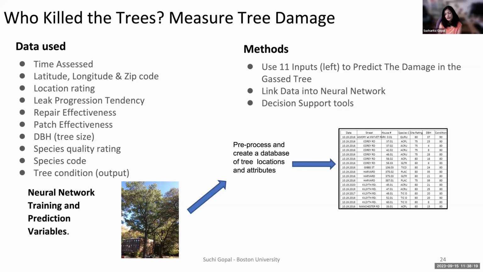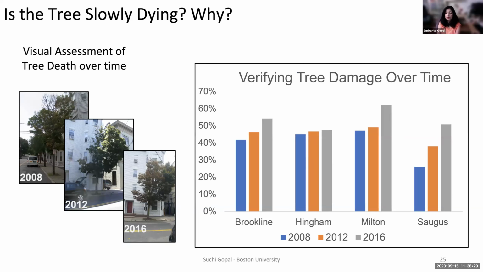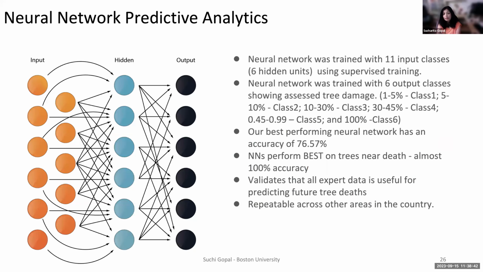So all of this is used to train a neural network. And we came up with lots of different conclusions using an AI and a machine learning approach. So we are looking at 4 different towns and verifying over 3 different time periods: 2008, 2012, and 2016. And we are able to use a neural network and make all kinds of predictions.